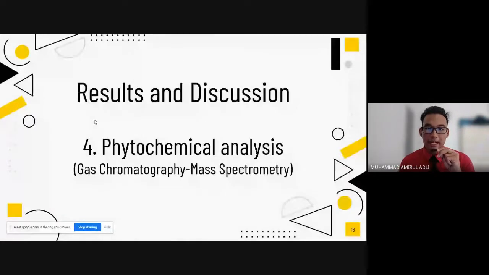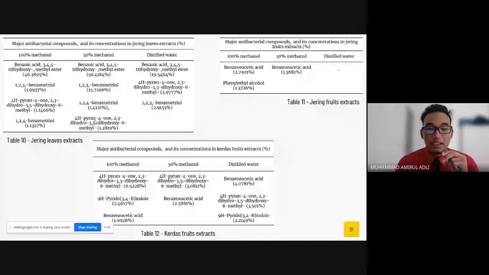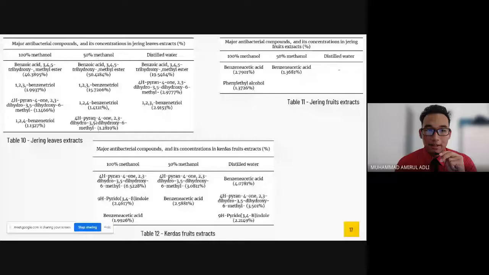Now we move on to the last and final analysis that was conducted in this study, which is phytochemical analysis. And as you may see, the major antibacterial compound with more than 10% concentration that was detected in each of the extracts was benzoic acid 3,4,5 trihydroxymethyl ester in table 10. And as you may also see in table 11 and table 12, there were some major antibacterial compounds that were present in more than 2 types of extract, such as benzene acetic acid.